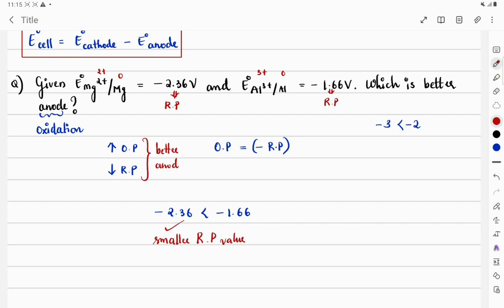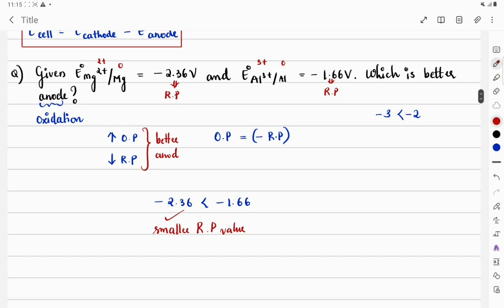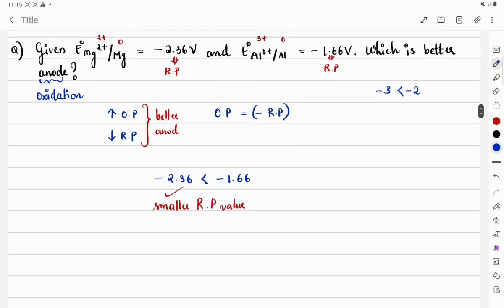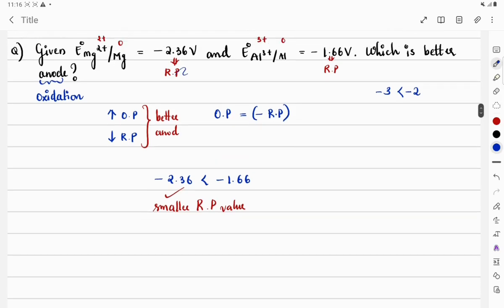Therefore, that is going to be the higher oxidation potential value, and hence magnesium is going to be the better anode. Since magnesium has lower reduction potential, its oxidation potential will be higher. Therefore, magnesium is going to behave as the better anode.